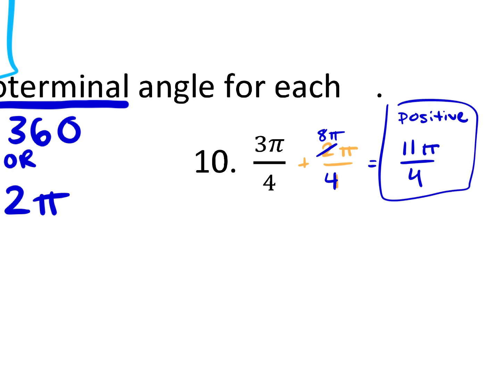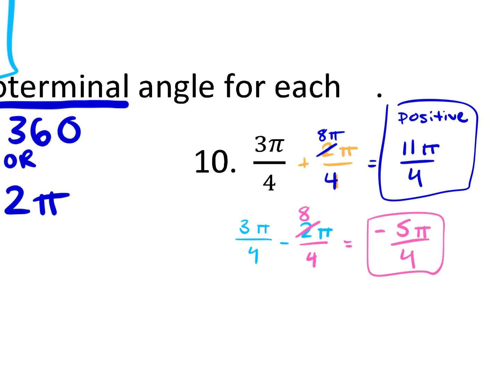And then to find a negative one, we just subtract 2 pi. So we have 3 pi over 4 minus 2 pi. Again, we have to do the same thing. We're going to multiply the top and the bottom by 4 to have a common denominator, so it'd make it 8 pi over 4. 3 pi minus 8 pi would be negative 5 pi over 4. So this would be our negative coterminal angle.